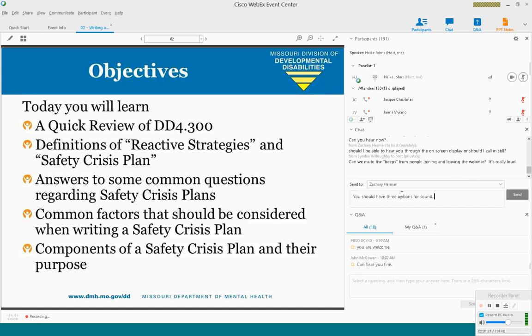to learn about. We're going to talk about what common factors you should be considering when you're writing a safety crisis plan, and then we're going to end off talking about what the components are, kind of an option of how you might lay them out, and what the purpose of each part is.